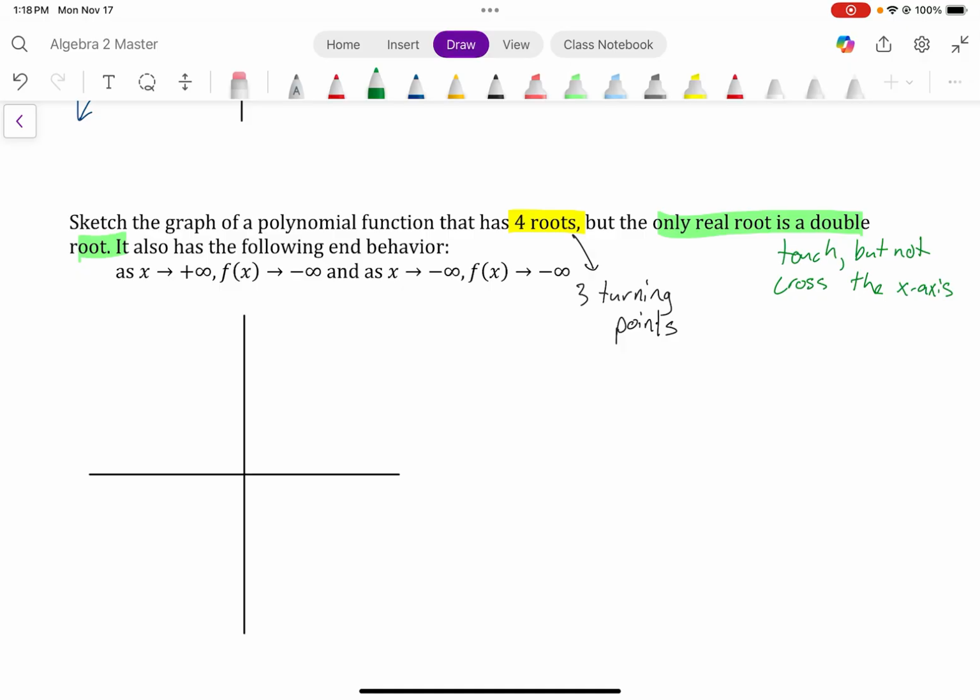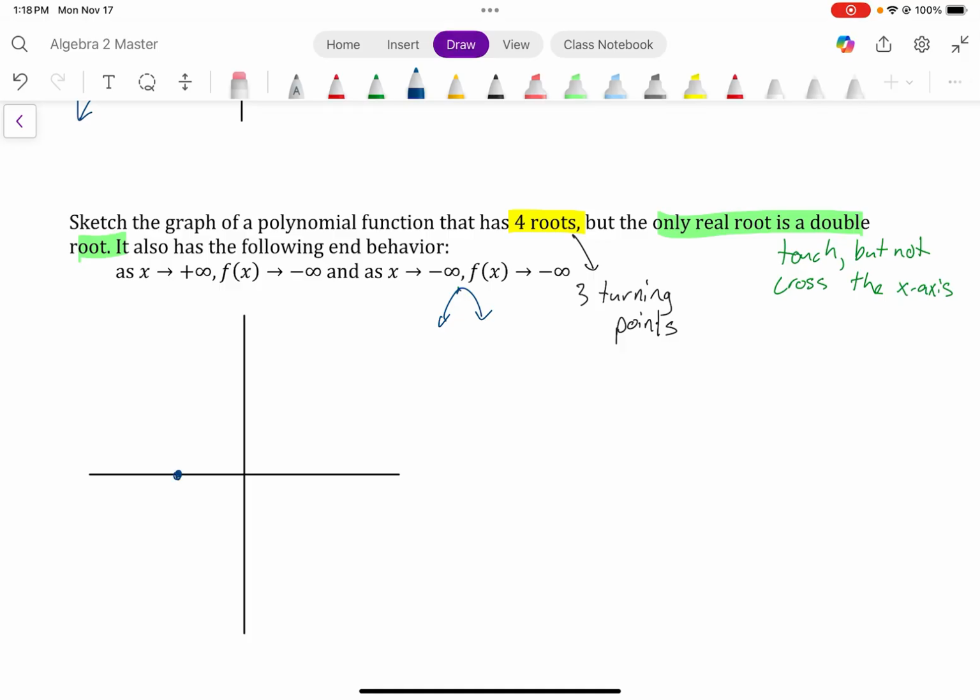And then we have end behavior. Since it's an even power, 4 roots tells me an even power, we are going to be pointing down in both directions. As the end behavior says, as we go to the right, we go down. As we go left, we go down. So 3 turning points. One of them is going to be where my real root is a double root, because a double root is going to turn around. It's going to go to the x-axis, touch, and then bounce back away from it.